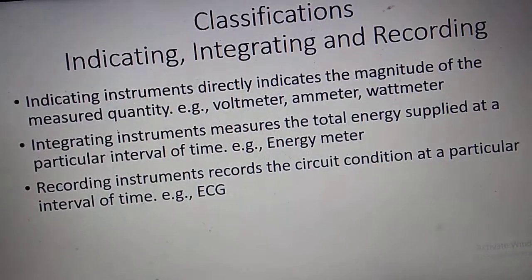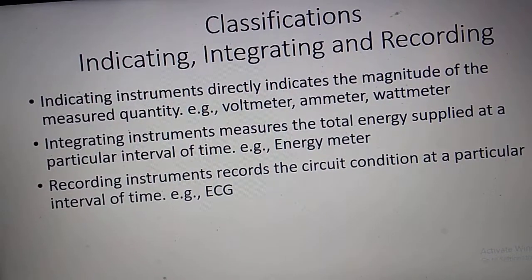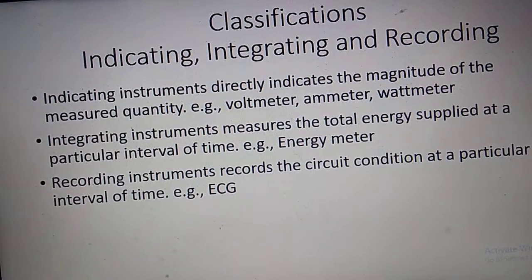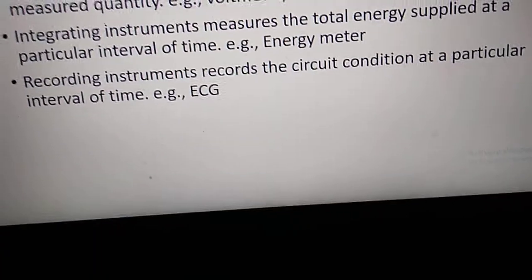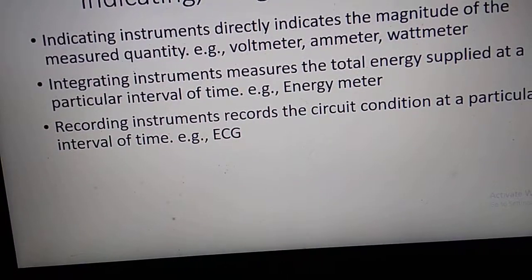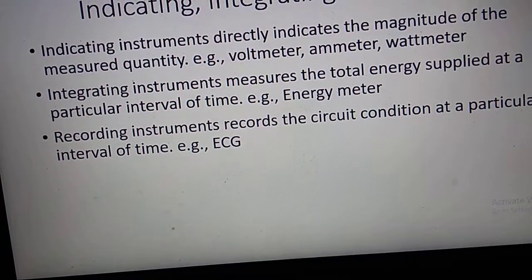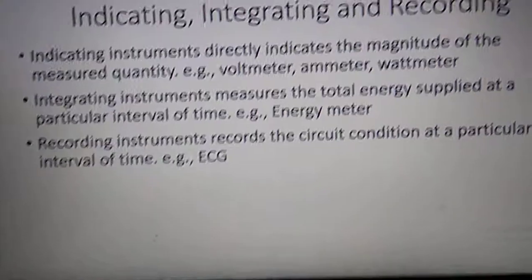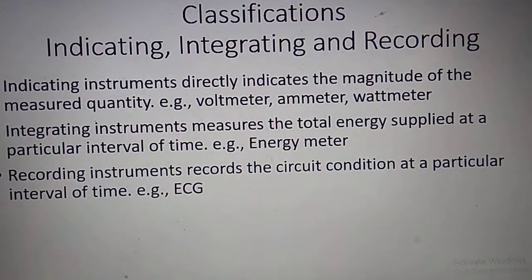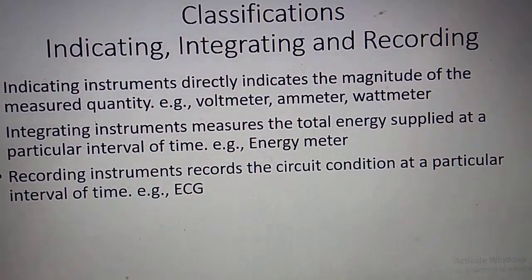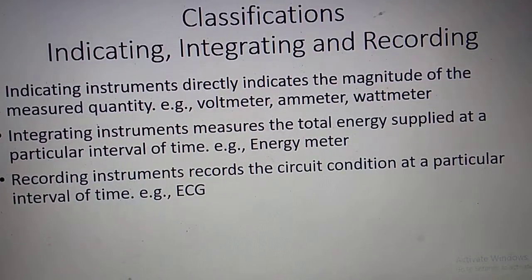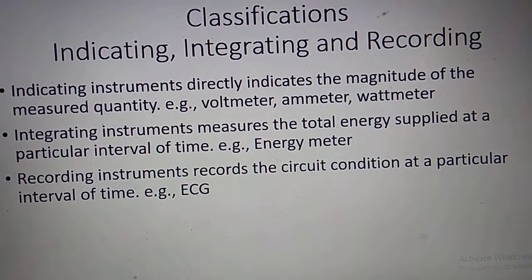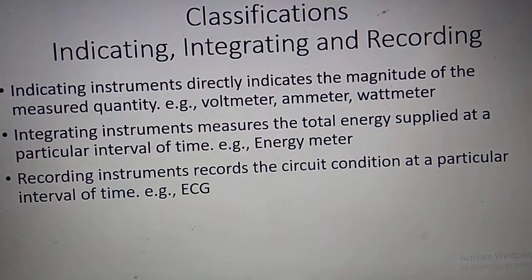For example, energy meter. And the other is the recording instruments that record a certain condition at a certain interval of time. For example, ECG. As you have seen, in a certain interval of time, ECG records the graph, a particular type of graph for that amount of time. So those are recording instruments.